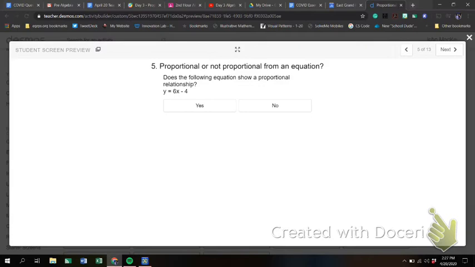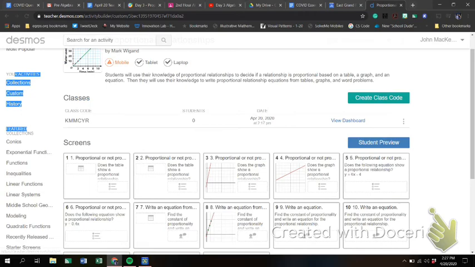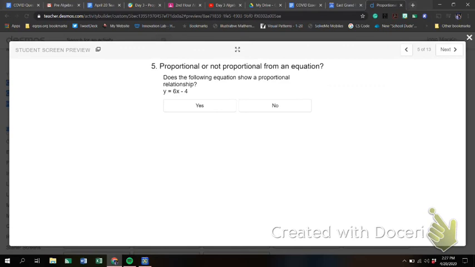Let's take a look at this line: y equals 6x minus 4. We've got even another representation of lines. We've worked with multiple representations all year. What we need to look for here is, does it go through the origin? Proportional relationships, remember, go through the origin, and they have the same ratio of y to x.